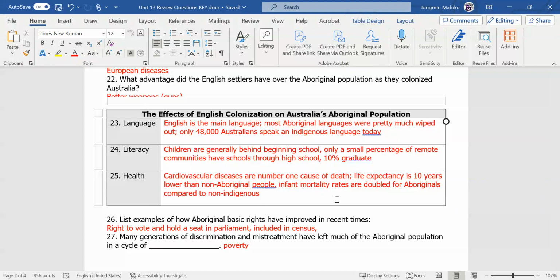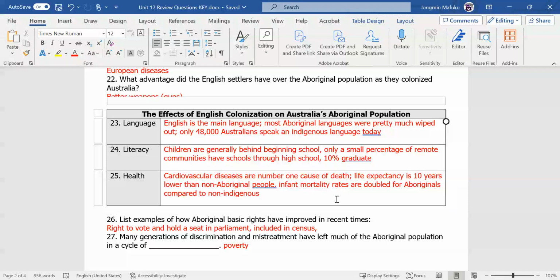When it came to literacy, children are generally beginning school. So they go to just little school in elementary, middle, whatever. There's barely any high school. And of course, only a small percentage of those community graduate. It says that only 10% of Aboriginal graduate. And if they have low literacy rate, what does that mean for their standard of living? Low, of course.